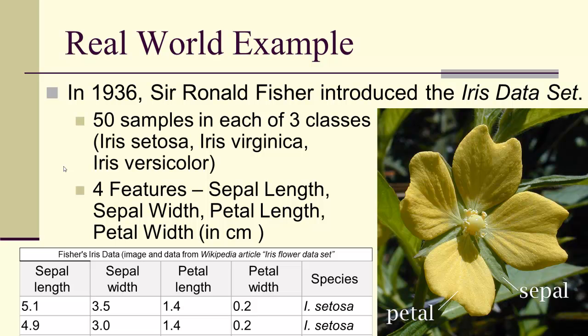Now here's a real-world example. In 1936, Sir Ronald Fisher introduced the IRIS dataset. This is 50 samples in each of 3 classes. These are 3 different species of iris. He considered 4 features: the sepal length, sepal width, petal length, and petal width. Here's the first two rows of that data. The image over there shows you what a sepal and a petal are for an iris.